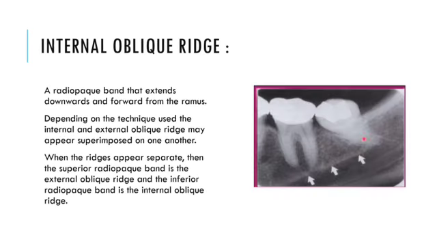Next is the internal oblique ridge. It is a radiopaque band that extends downward and forward from the ramus. Depending on the technique used, the internal and external oblique ridges may appear superimposed on one another. When the ridges appear separate, the superior radiopaque band is the external oblique ridge and the inferior radiopaque band is the internal oblique ridge. This is the external oblique ridge and this is the internal oblique ridge.